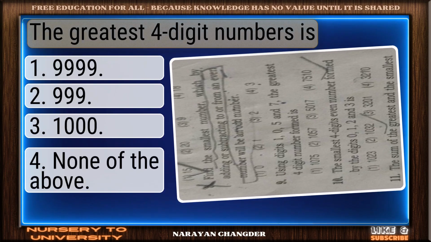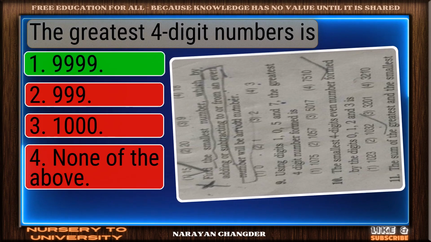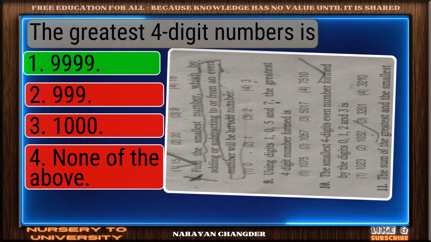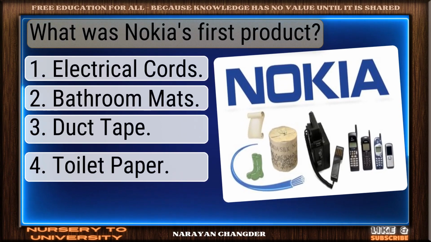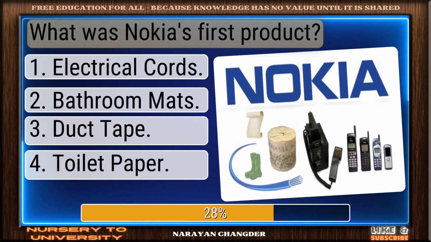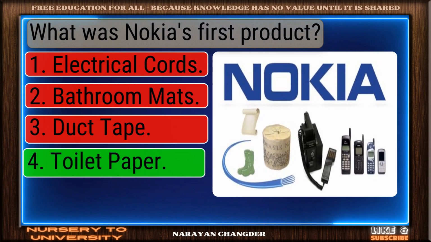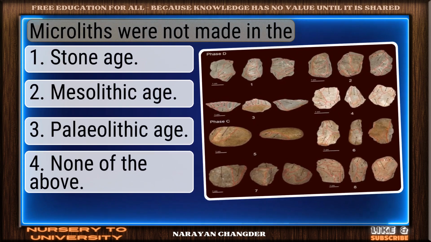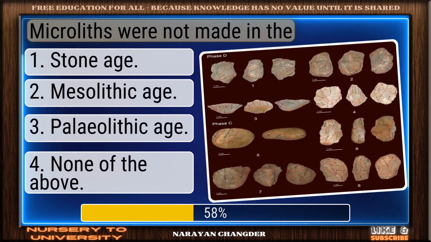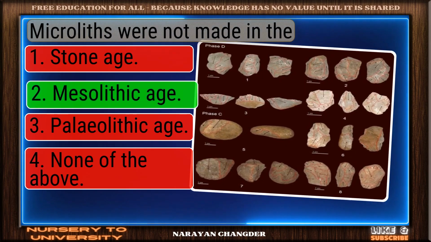The greatest 4-digit number is... Nice selection. 9999 is the correct and valid answer. What was Nokia's first product? Well picked. Toilet paper is the correct answer. Microliths were not made in the... Great job. Mesolithic age is the accurate answer.